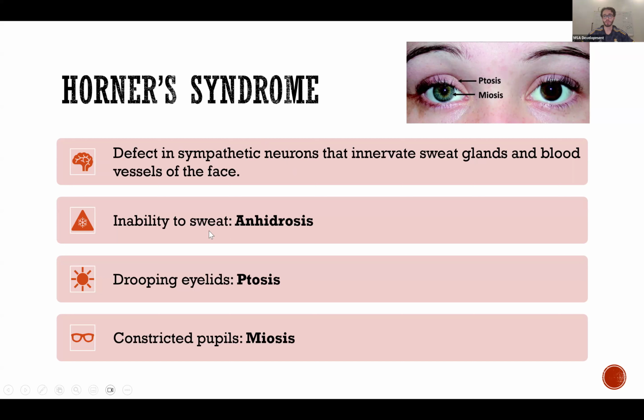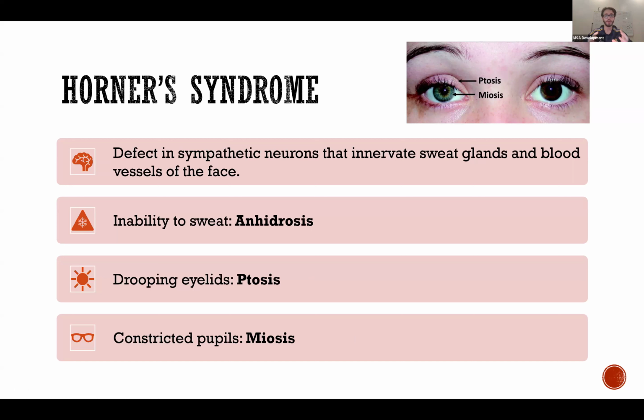First of all, inability to sweat. We talked about sweating and how it's an exception of the sympathetic nervous system. If the sympathetic nervous system is not working in the face, we're not going to have sweating in the face. This phenomenon is called anhidrosis. Anhidrosis means inability to sweat. The second consequence will be drooping eyelids, as seen in this image here, and we refer to that as ptosis. Okay? The third side effect is miosis, and that refers to constricted pupils.